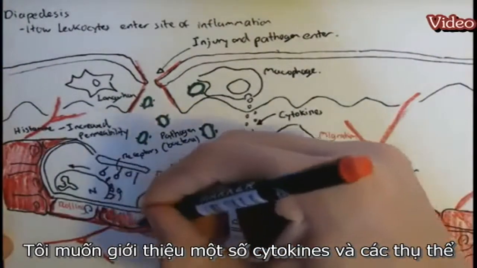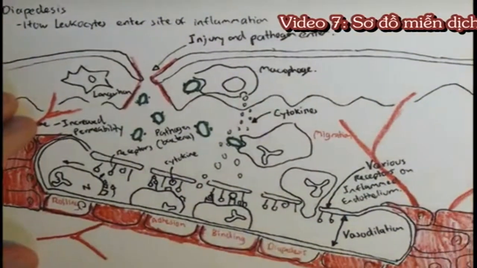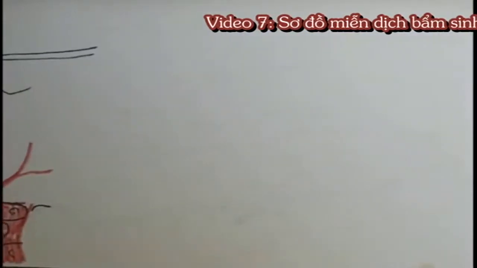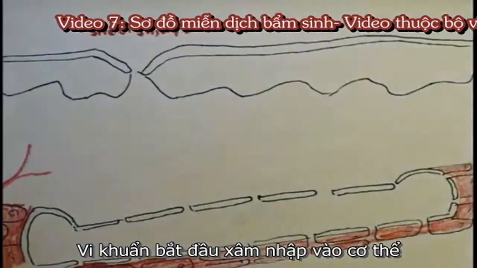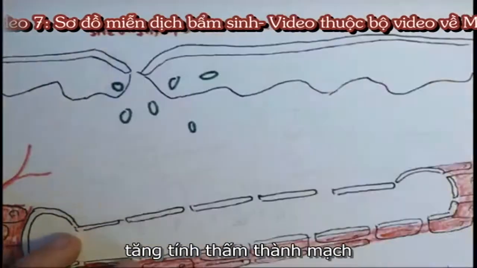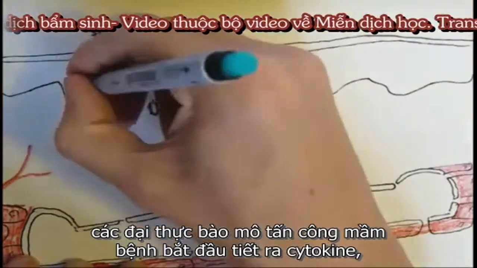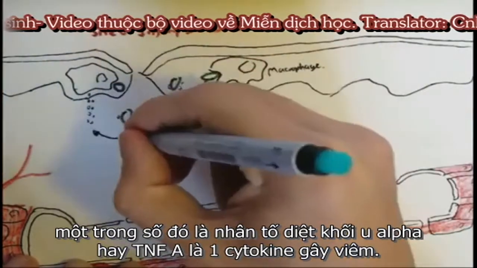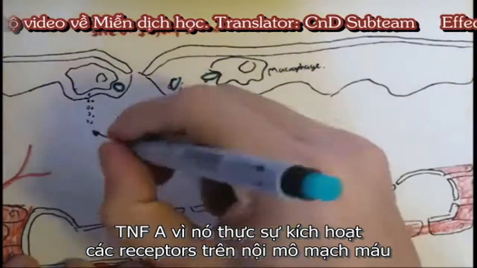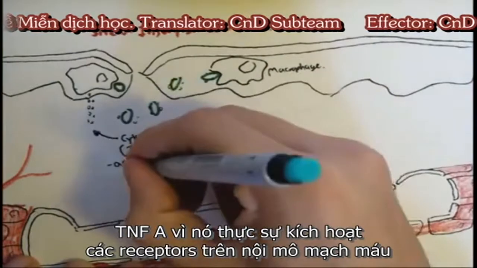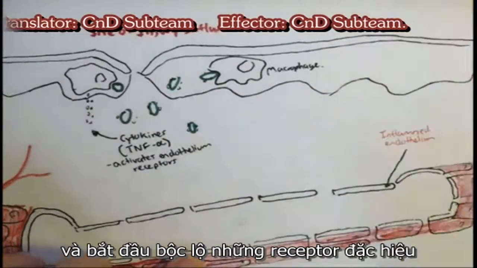So I would like to introduce some of these cytokines and the receptors on the blood vessel endothelial cells. So again, we have the skin and tissues with an injured area, and the blood vessels. Bacteria begins infiltrating the body, and the blood vessel dilates and permeability increases. The tissue macrophages attack the pathogen and begin secreting cytokines, one of which is tumor necrosis factor alpha, or TNF-alpha, a pro-inflammatory cytokine. We talk about TNF-alpha because it actually activates certain receptors on vessel endothelium, and remember that these endothelial cells in the injured area are inflamed, and so begin expressing these certain receptors.